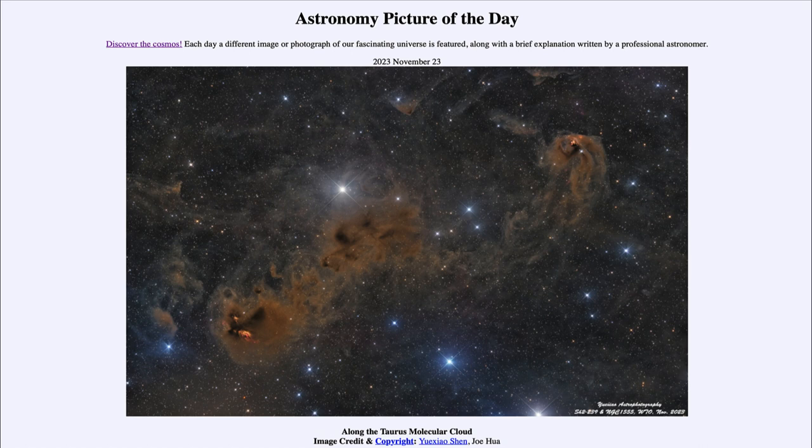So that was our picture of the day for November 23rd of 2023. It was titled Along the Taurus Molecular Cloud. We'll be back again tomorrow for the next picture, previewed to be stereo Jupiter. So we'll see what that is about tomorrow.